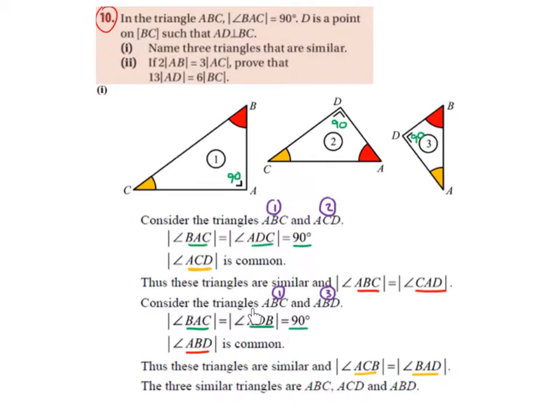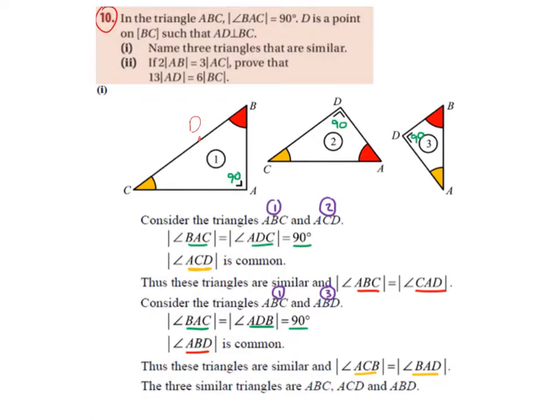Okay, now consider the triangles ABC, triangle 1 again, and the triangle ABD, triangle 3. So triangle number 3 also fits inside triangle number 1. ABD would fit perfectly in here, so this would be where point D is. So triangle 3, which is ABD, would fit right here.